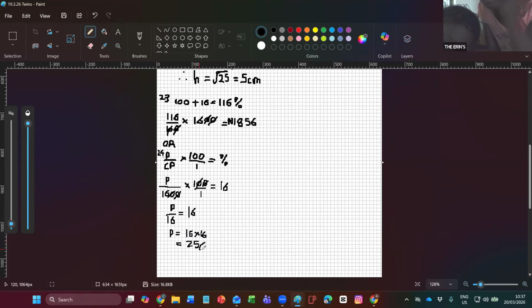256. Now, do you know what we would have done if we were using this method to solve number 23? We would have said, okay, now we know the profit. Now selling price is equal to what? Who can finish up the equation for me? It's equal to cost price plus what? Profit. Right? Yes, sir. So that will give me what? Cost price is 1,600. Now add 1,600 plus 256. What will you get?